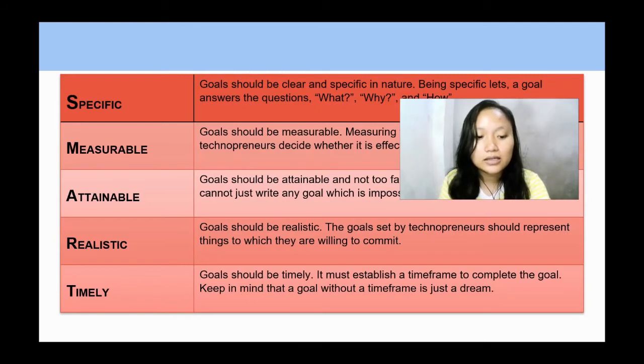Then lastly is timely. Goals should be timely. It must establish a time frame to complete the goal. And keep in mind that a goal without a time frame is just a dream. Moreover, if you don't set deadlines, you have unlimited time to achieve your goals. This may eventually lead you off track and you will lose focus.